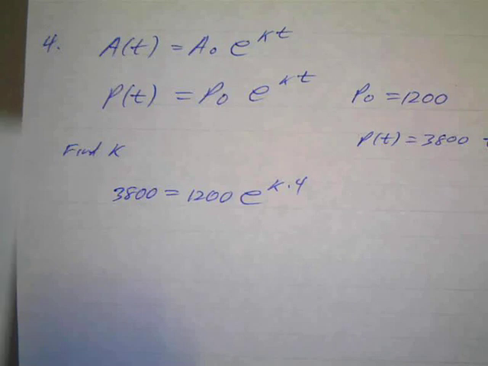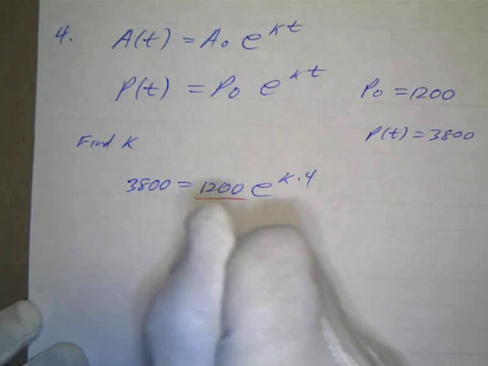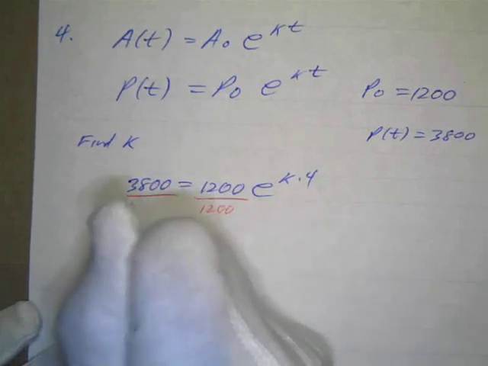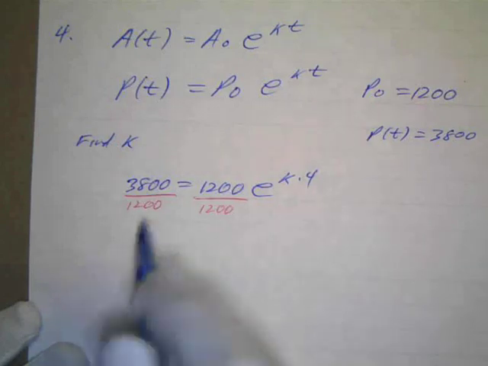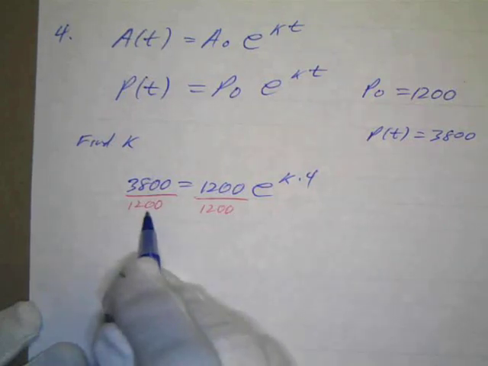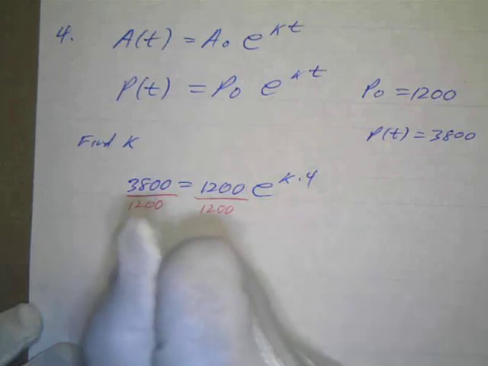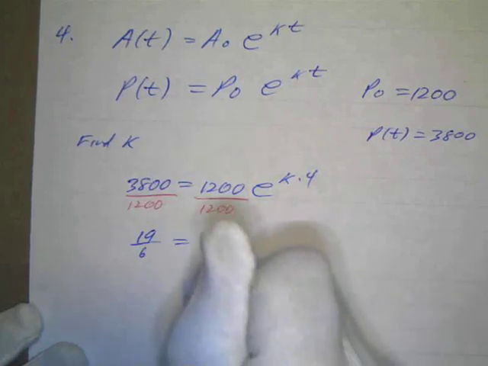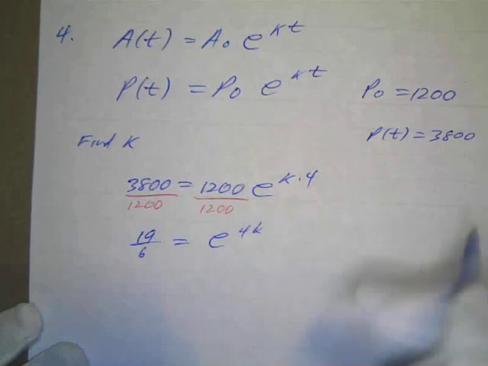Okay? I divide both sides by 1,200, excuse me, and these are canceled. I got 38 over 12, and I can reduce that to be 19 over 6. I can put the 4 in front, 4k, and take the natural log of both sides.